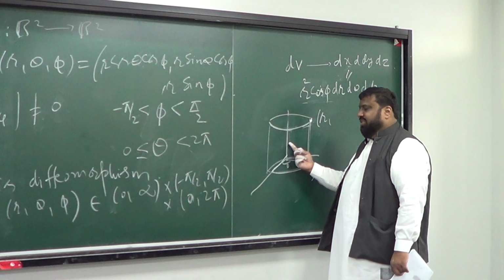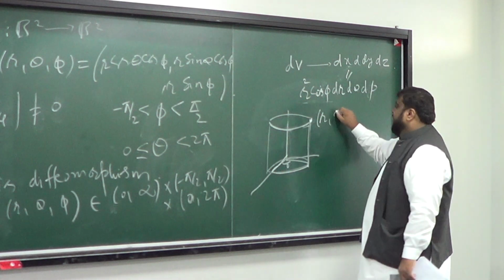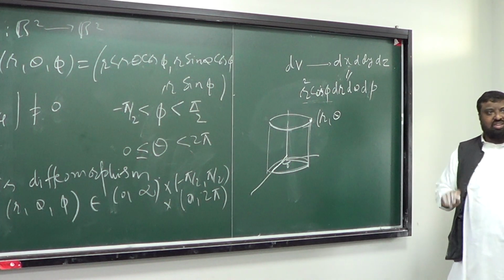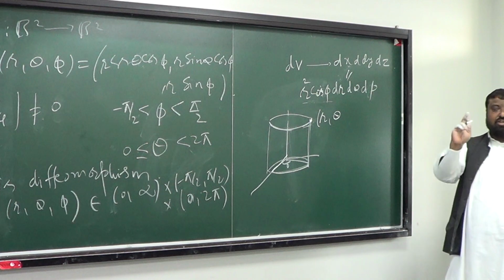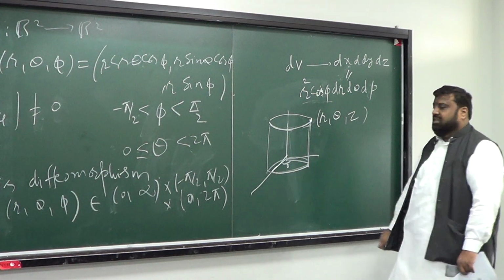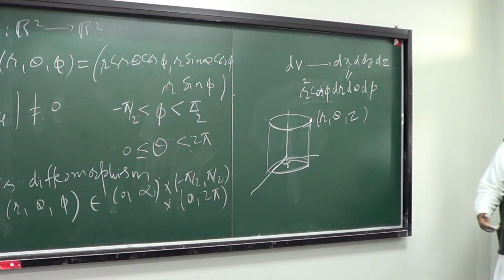Think about it. Wherever you go, you have the same radius actually. And then theta: how much you need to turn so that you can be right in front of the point, and then you need to move above actually.